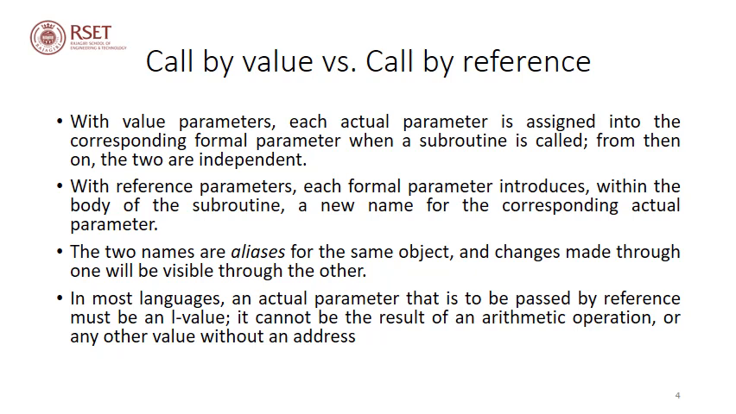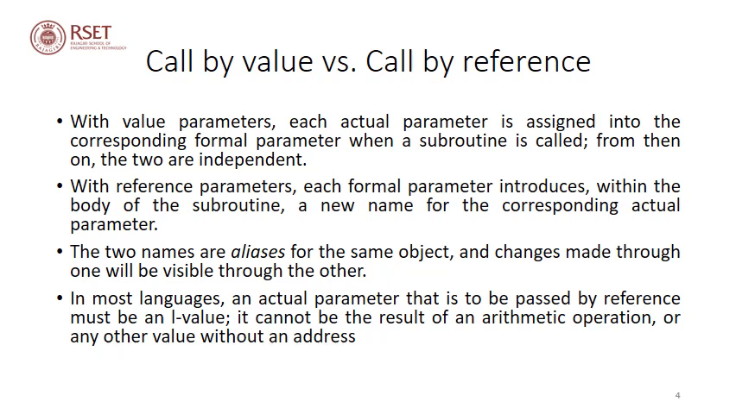Whereas, with call by reference parameters, each formal parameter introduces within the body of the subroutine a new name or an alias for the corresponding actual parameter. The two names are aliases for the same object and the changes made through one will be visible through the other. Both of them will point to the same address. The changes made to one will be reflected in the other.